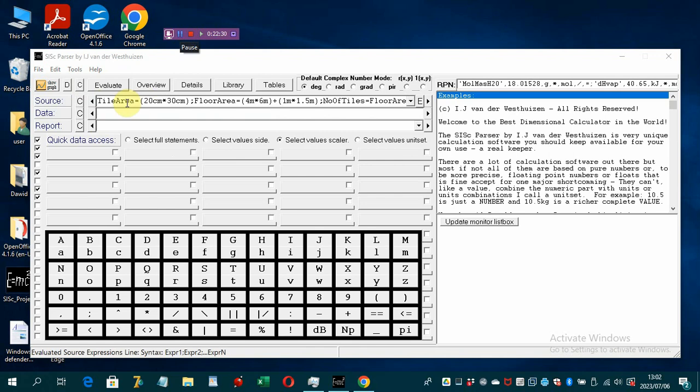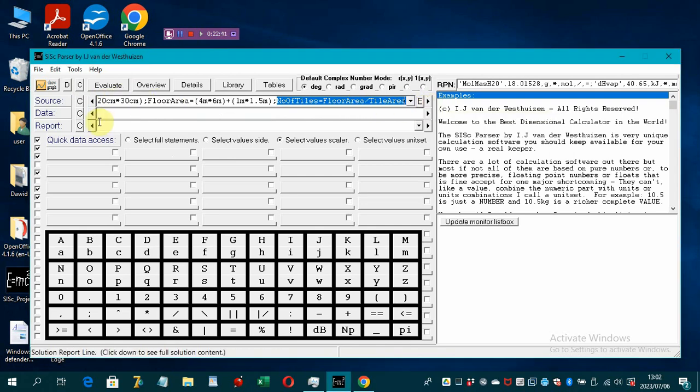Okay, here we're going to tile some floors. We have a tile area. Let's use this button. Just want to get back to the beginning. We have a tile area of 20 centimeters times 30 centimeters.